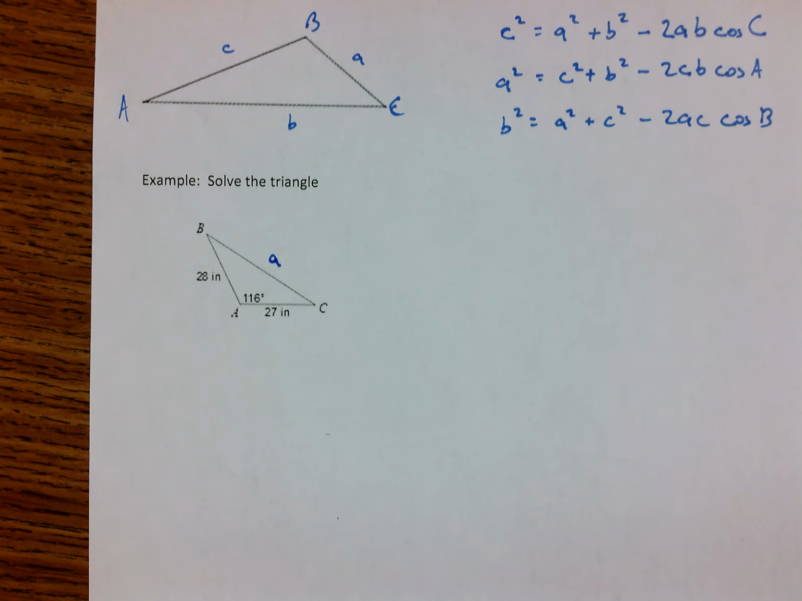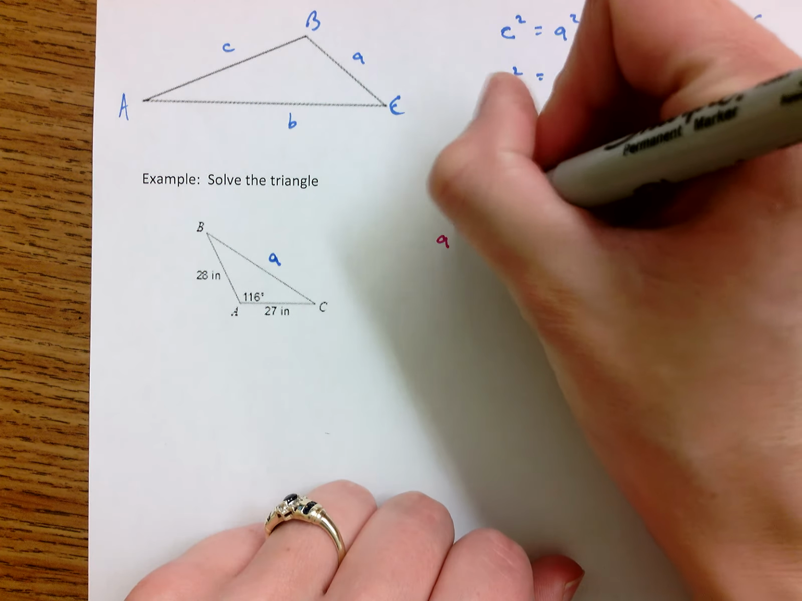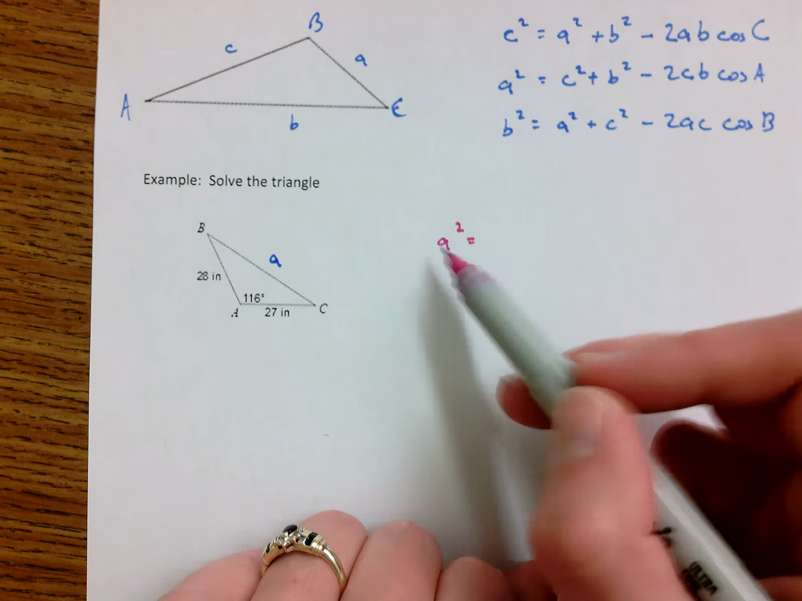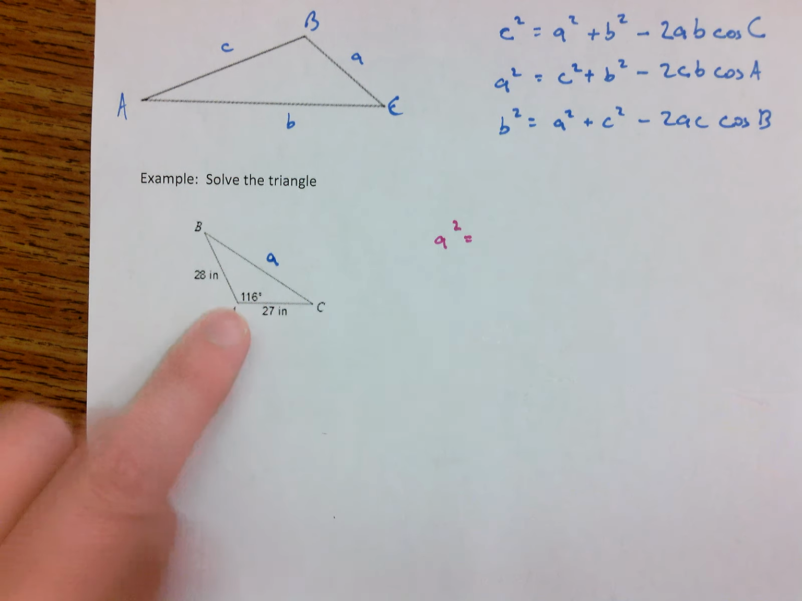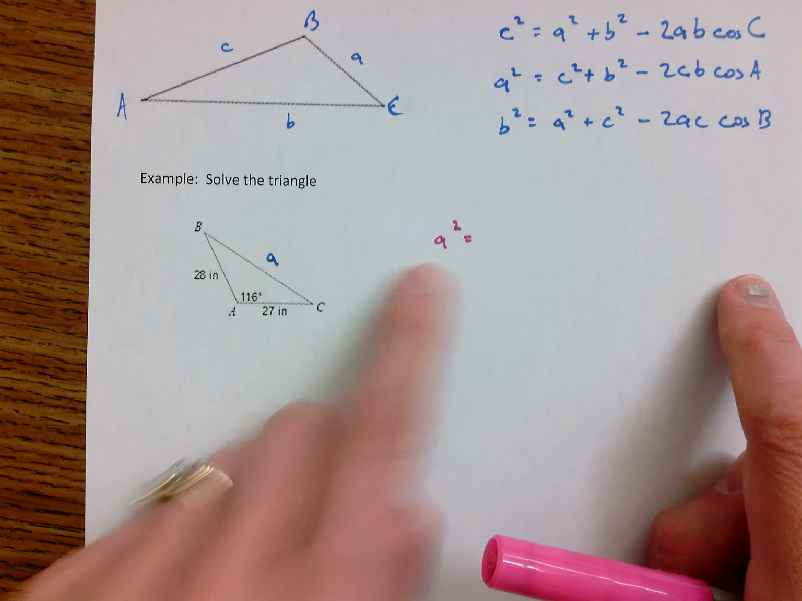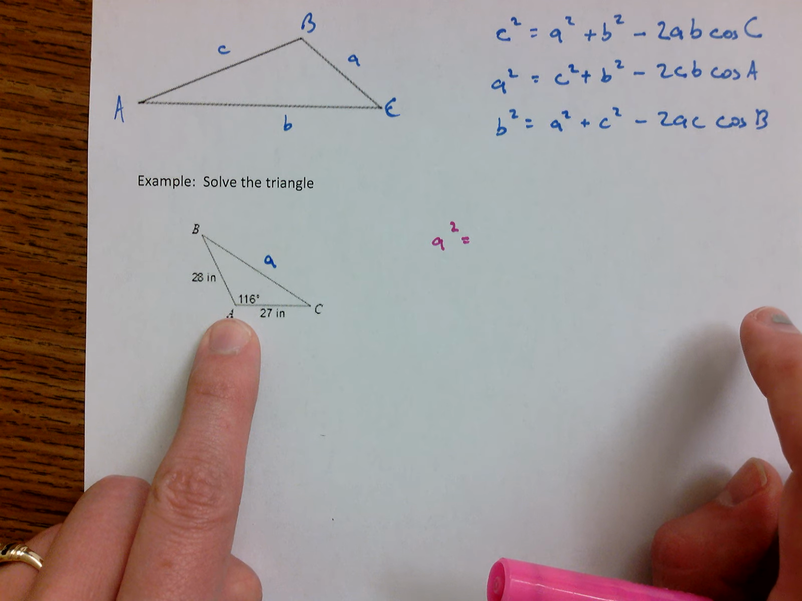All right, so let's run through this. How are we going to find side A? So to find side A, I know that A squared, that's my unknown. Okay, and I know that I want the A here because it's opposite the angle that I know. Remember we said the two things at the ends have to be an angle and the side opposite it. So I start with A squared because I know the 116.